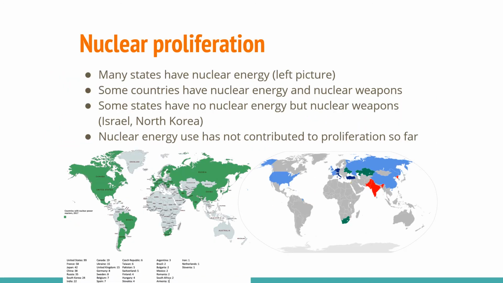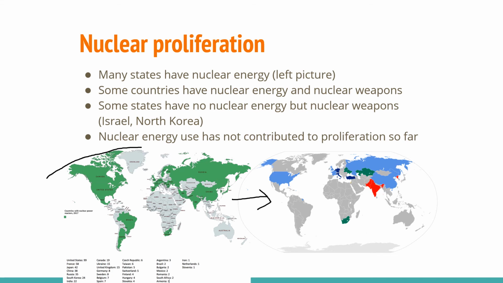Now, the next problem is nuclear proliferation. Nuclear proliferation means that states start to have nuclear bombs, and no one wants to see that. So if we look now on our globe, the green countries here on this map all have nuclear power stations. And now guess which of them have nuclear bombs?